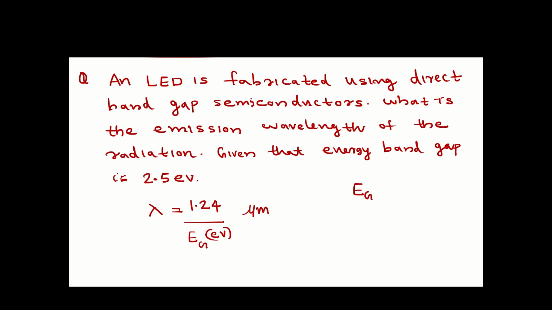Given band gap energy Eg is equal to 2.5 electron volt. So substitute the value of Eg into the lambda equation. So lambda, the wavelength, is equal to 1.24 divided by 2.5, which is equal to 0.496 micrometer. So the wavelength of emitted radiation is 0.496 micrometer.